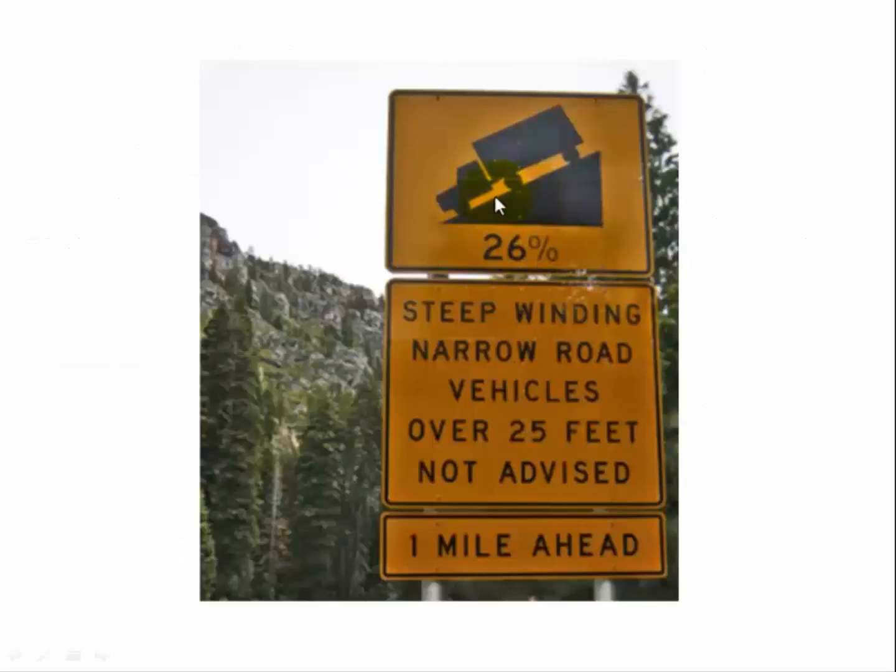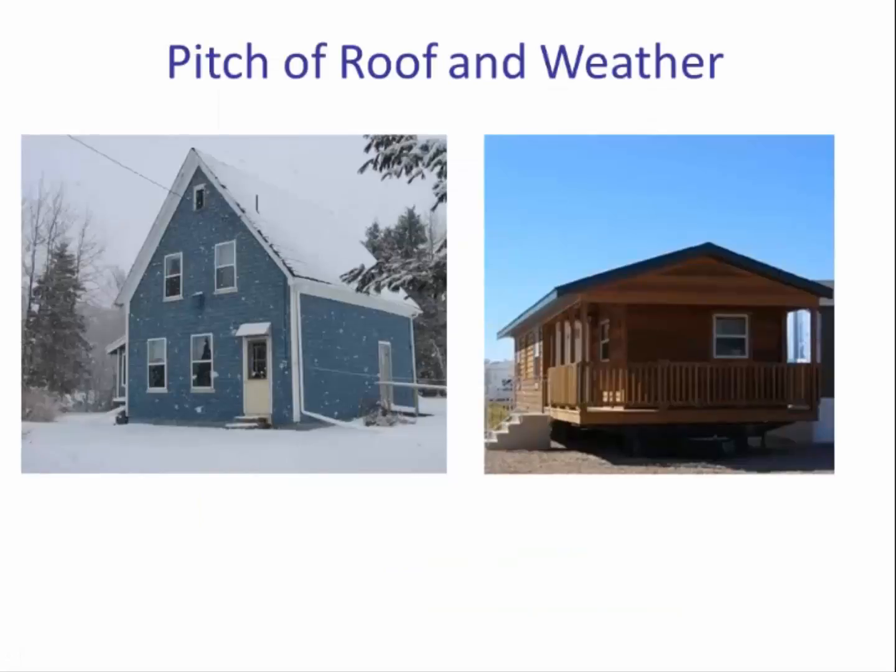Here's an example. So the slope of this road is 26%, which means the vertical change is 26 feet to every 100 feet horizontally. Here's another real life example of slope. Here we have a house that is in New England, and if we look at the pitch of the roof, it is a lot steeper than the pitch of this roof.